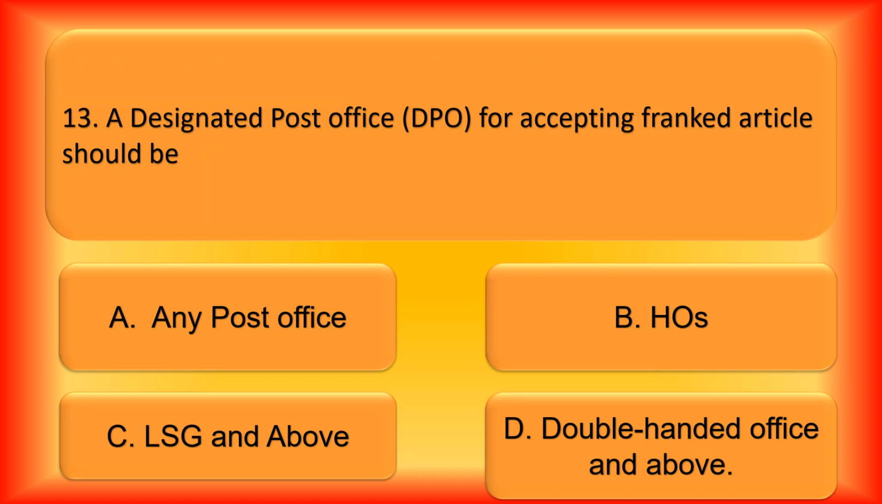Question number 13. A designated post office, DPO, for accepting franked article should be Option A, any post office. Option B, HOs. Option C, LSG and above. Option D, double handed office and above. The correct answer is Option D, double handed office and above.